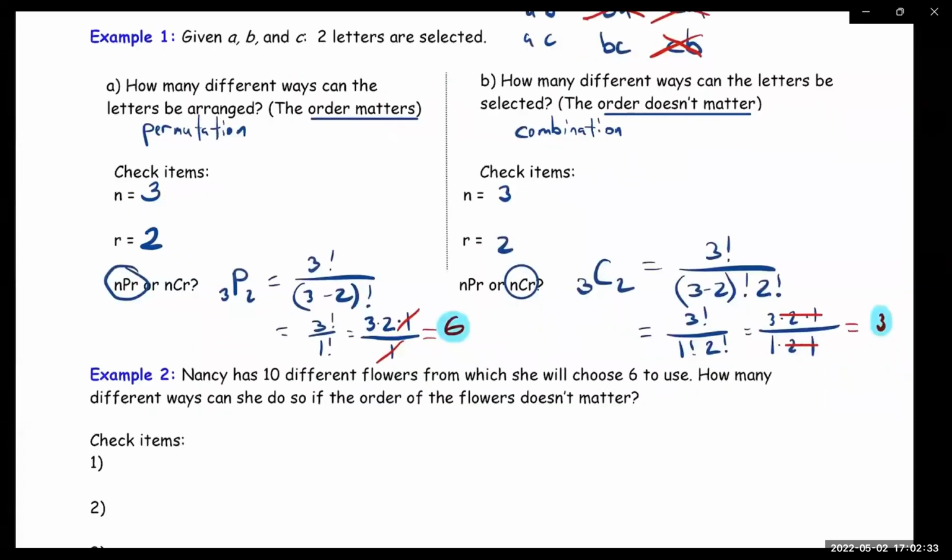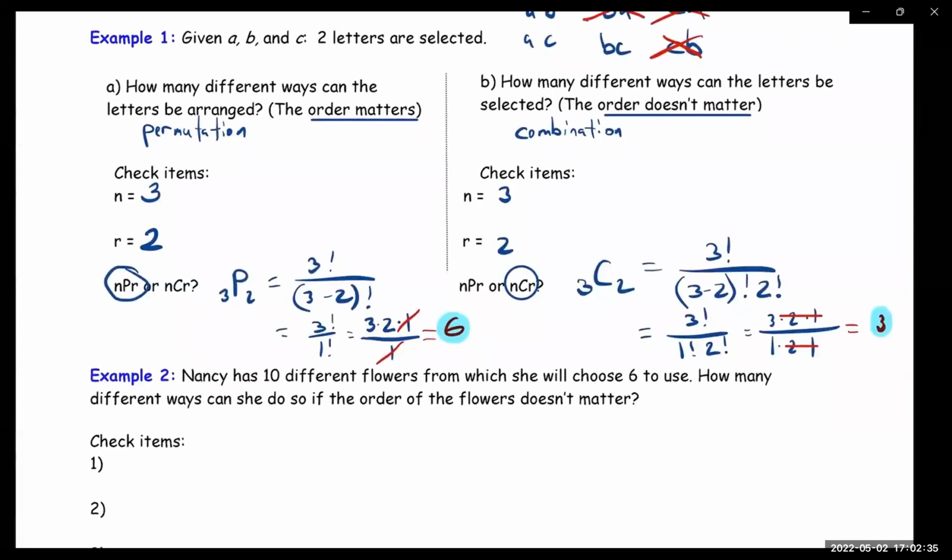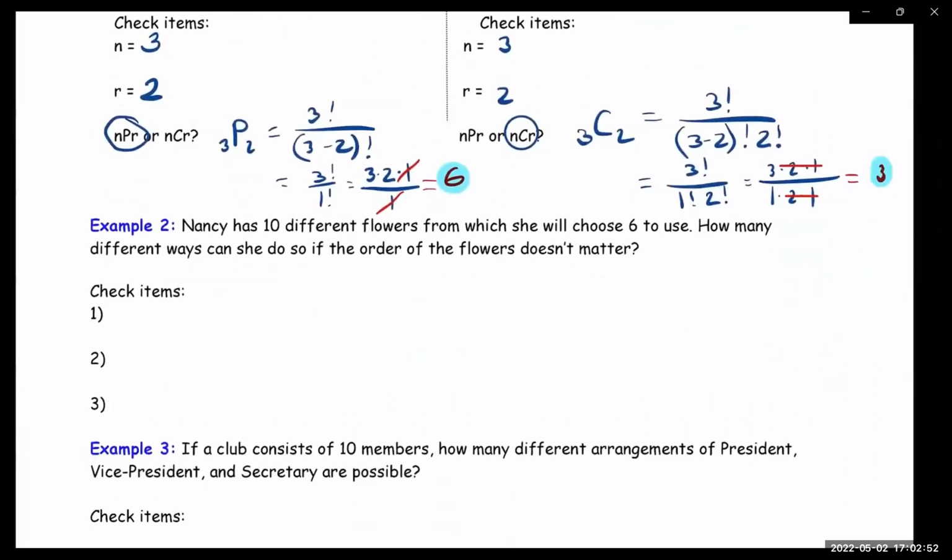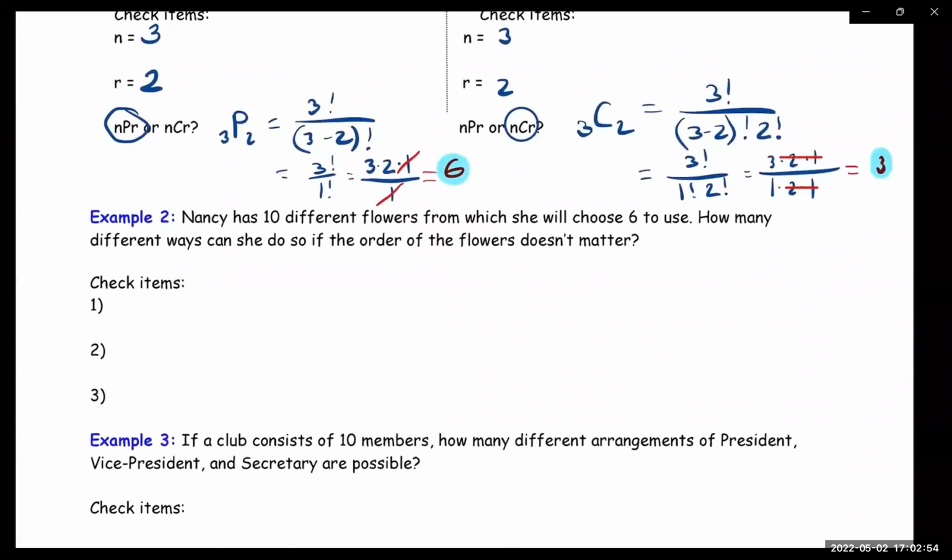So what do you guys think? Is this kind of challenging or is it doable? Challenging. Yeah, especially in the beginning because we're introducing new notation and these formulas look a little scary. But once you do a few, I think it should get a little easier. Let's look at the next one.